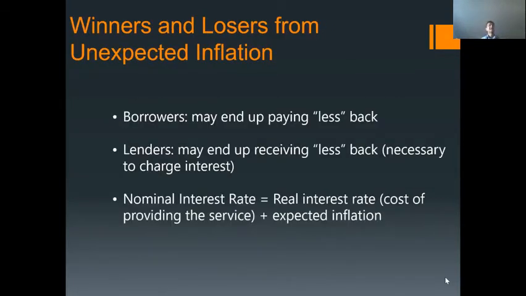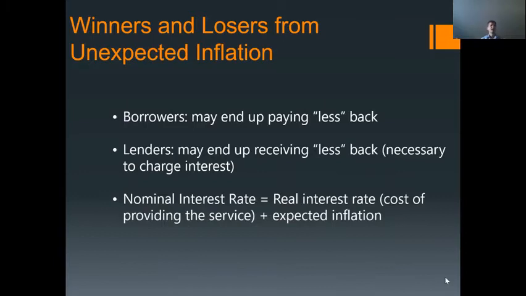Now, as I alluded to in that last slide, there are winners and losers from unexpected inflation. If you have unexpected inflation, borrowers may end up paying less back. The way this works is essentially I borrow $100 from you and you charge me 10% interest. If I'm supposed to pay it back in a year, you're expecting that inflation is going to be less than 10% because you want some return on your investment. If inflation was 20%, then I end up paying you less back than I actually should have. So borrowers kind of win out with this unexpected inflation.